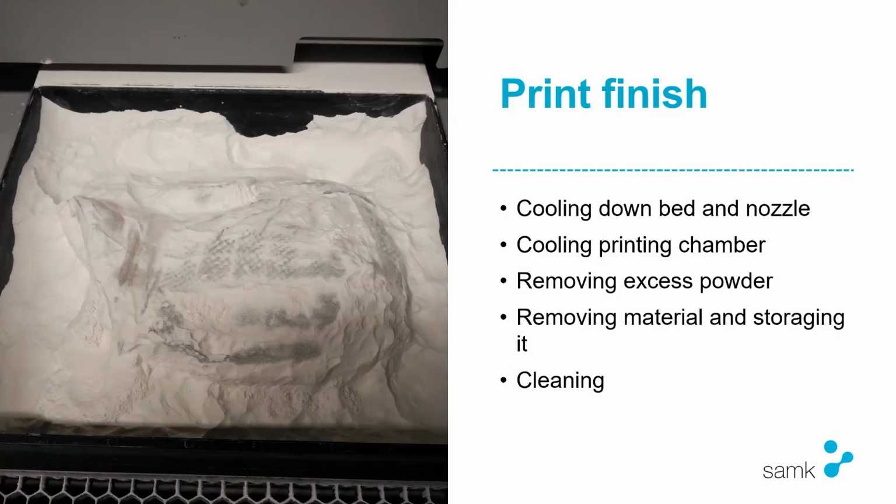In the image here, it's an SLS machine, and the print has just finished, and you can see there's a lot of excess powder. In that case, you have to remove all the excess powder with a vacuum and clean it up. With an FDM printer, cool down the bed and the nozzle, or cool down the printing chamber, for example, for printing with different materials. Then remove the material, store it, and clean the printer again. The cleaning process is very important, for example, on an SLS machine.